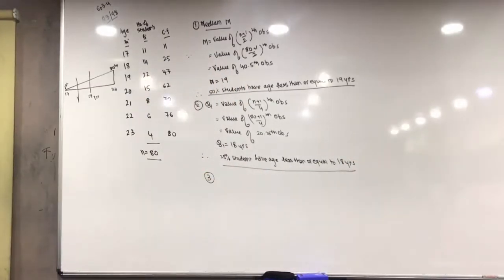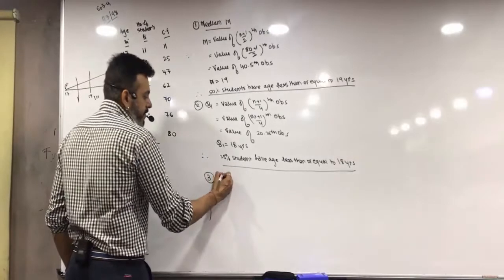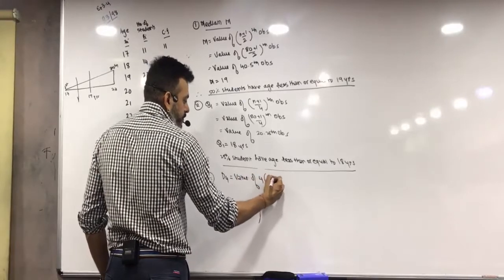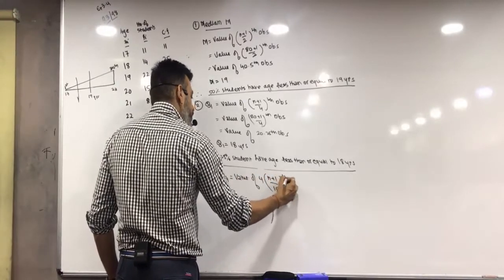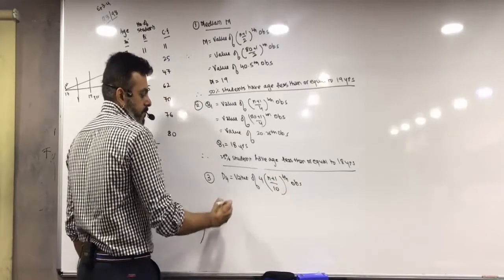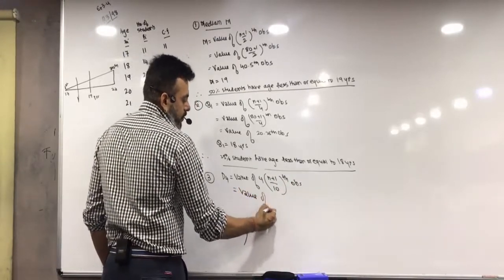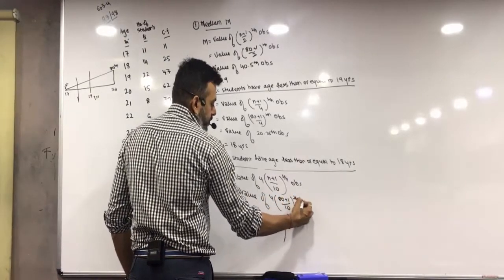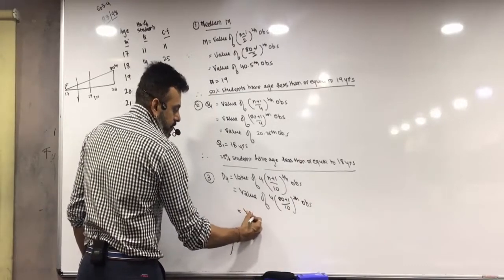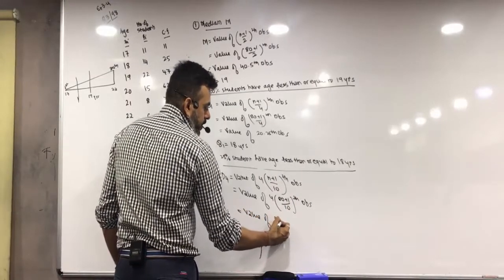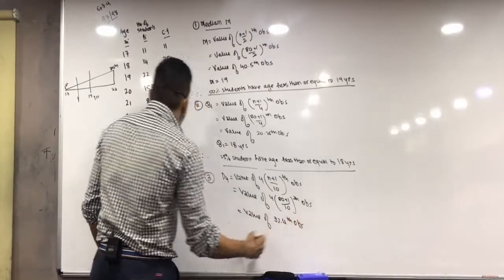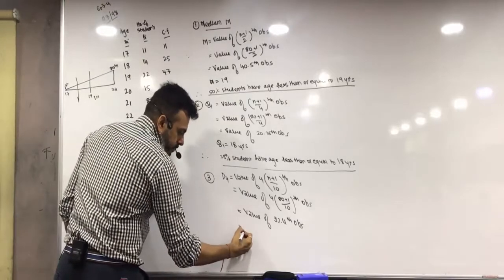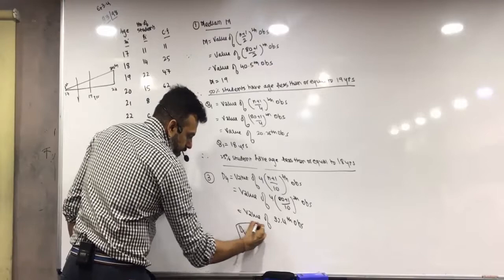Third, D4. Decile 4 is equal to the value of 4 times n plus 1 by 10th observation, which is equal to the value of 4 times 80 plus 1 by 10th observation. So it is the 32.4th observation. Let's check 32.4. It is 19. D4 is equal to 19.